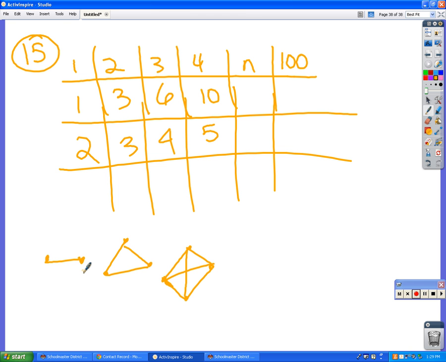How many line segments are coming out of each point here? 1. How many are coming out of each point here? 2 from there, 2 from there, and 2 from there. How many are coming out of each point right here? 3. So these numbers are also going up by 1. Okay? So if these numbers on top, 1, 2, 3, 4, are the ends, what are these numbers down here? N plus 1. All of these are 1 bigger than the ones above. Okay? What are these numbers right here?